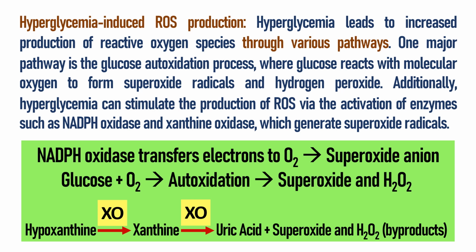Hyperglycemia-induced reactive oxygen species production. Hyperglycemia leads to increased production of reactive oxygen species through various pathways. One major pathway is the glucose autoxidation process, where glucose reacts with molecular oxygen to form superoxide radicals and hydrogen peroxide. Additionally, hyperglycemia can stimulate the production of reactive oxygen species via the activation of enzymes such as NADPH oxidase and xanthine oxidase, which generate superoxide radicals. The illustration depicted below will further clarify the points which have been described above.